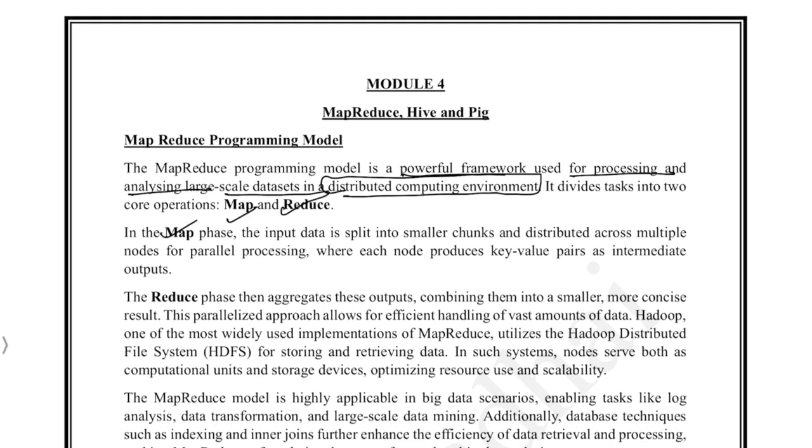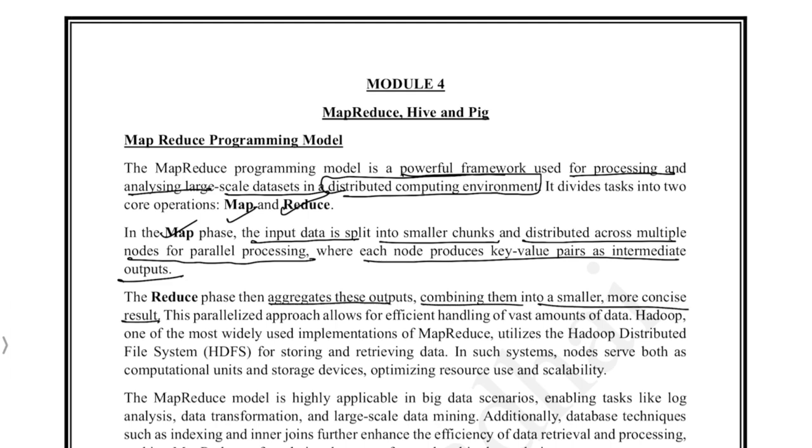In the map phase, the input data is split into smaller chunks and distributed across multiple nodes for parallel processing, where each node produces key value pairs as intermediate outputs. So what happens in the map phase is the input is divided into smaller chunks, these chunks undergo parallel processing, and each node produces its respective key value pairs as intermediate outputs. Now in the reduce phase, we aggregate these outputs, combining them into smaller, more concise results. So the parallelized approach allows for efficient handling of vast amounts of data.